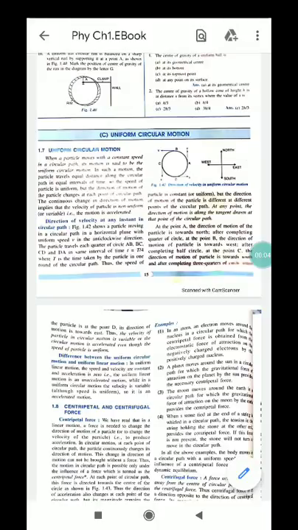We are doing chapter 1 force and we have completed up to exercise number 1b. Today we will start from exercise number 1c, uniform circular motion. So what is uniform circular motion?